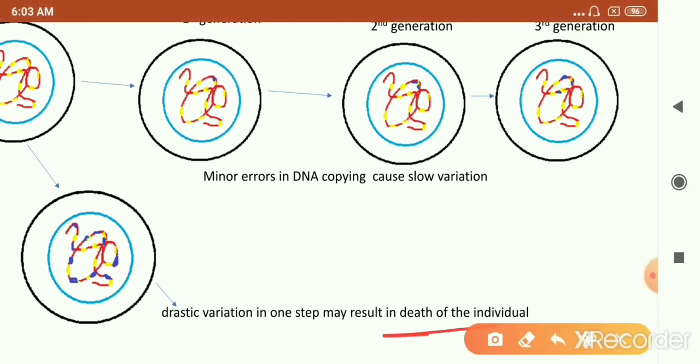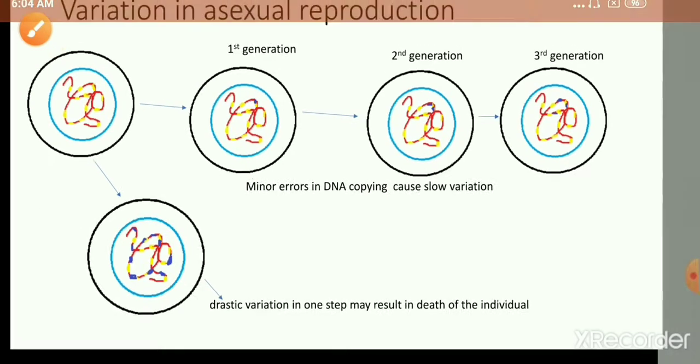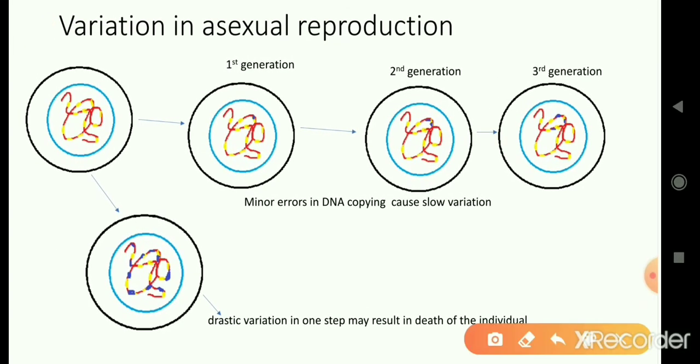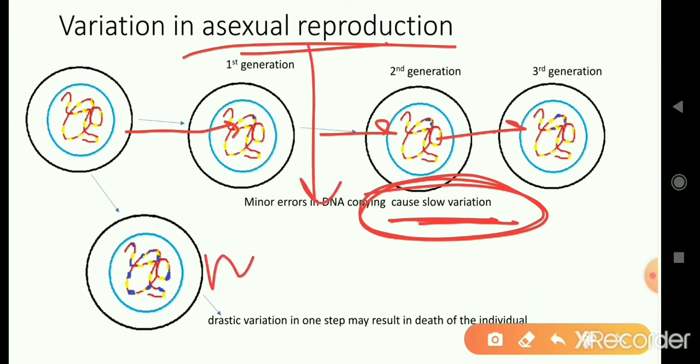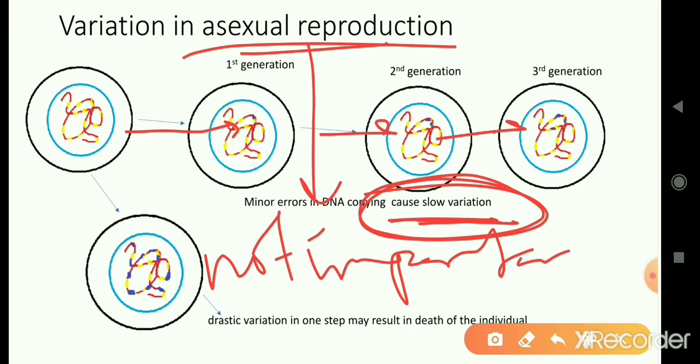So in case of asexually reproducing organisms, the only cause of variation is the very minor errors that happen during DNA copying. And because of the fact that variations are produced slowly, since every generation there will be a very small change in the DNA, we say that asexual reproduction is not very important from the point of evolution.